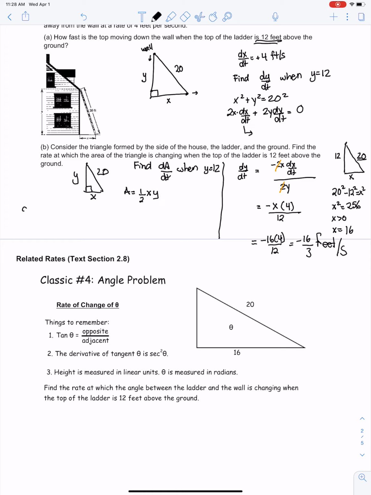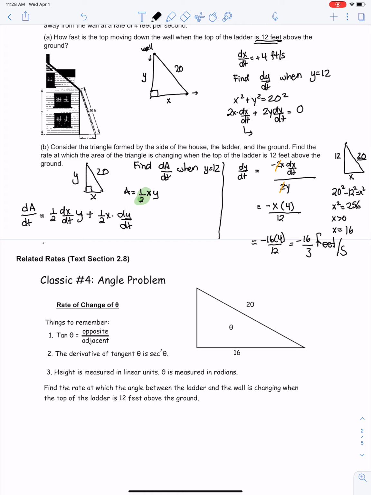I take the derivative of that expression. dA/dt is equal to 1/2 x. And I'm going to use the product rule here. So I'm going to do the derivative of the 1/2 x first, which is 1/2 dx/dt, times the second, which is y, plus, I'm going to leave the 1/2 x the same. The derivative of y is dy/dt.